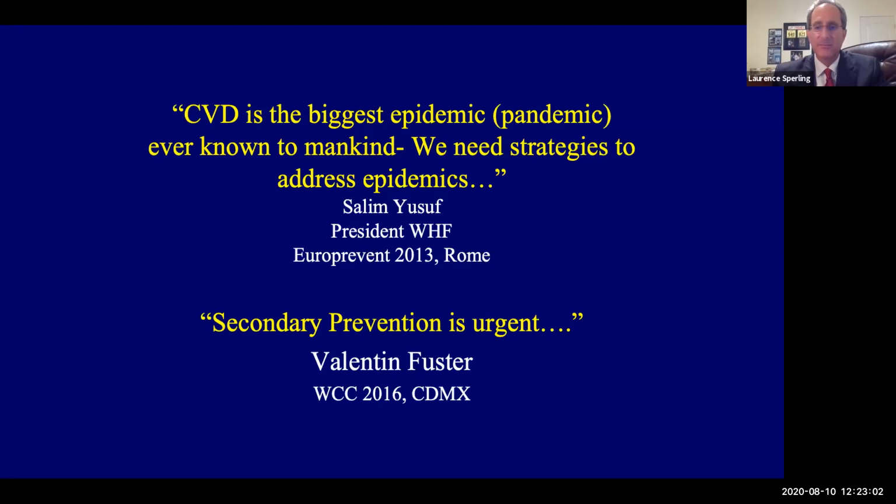I've been fortunate to serve many organizations. I still work in a consulting capacity with the World Heart Federation. I've had a chance to learn from many leaders across the country and many leaders across the world. And so these two quotes from former presidents of WHF, I think we need to take to heart. From Salim Yusuf, cardiovascular disease is the biggest epidemic, and it truly is a pandemic, ever known to mankind. We need strategies to address epidemics. And Valentin Fuster, who is now the editor at JACC, said secondary prevention is urgent. Next slide.